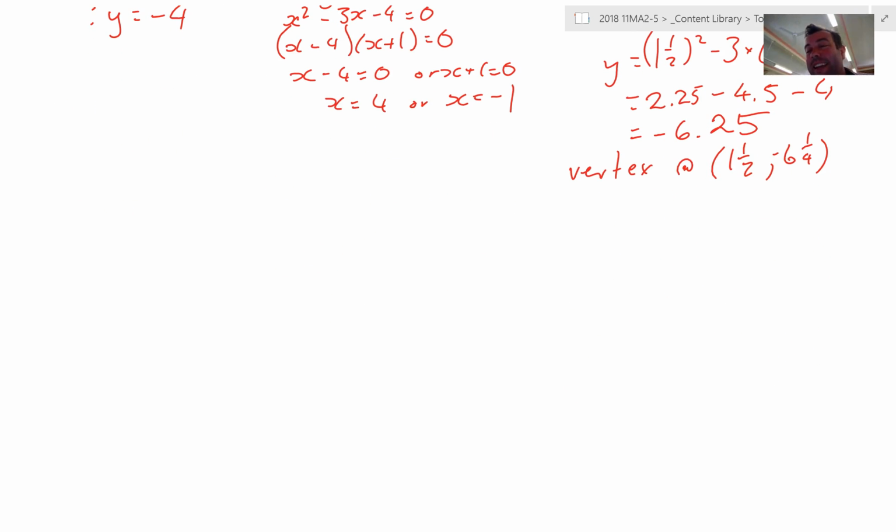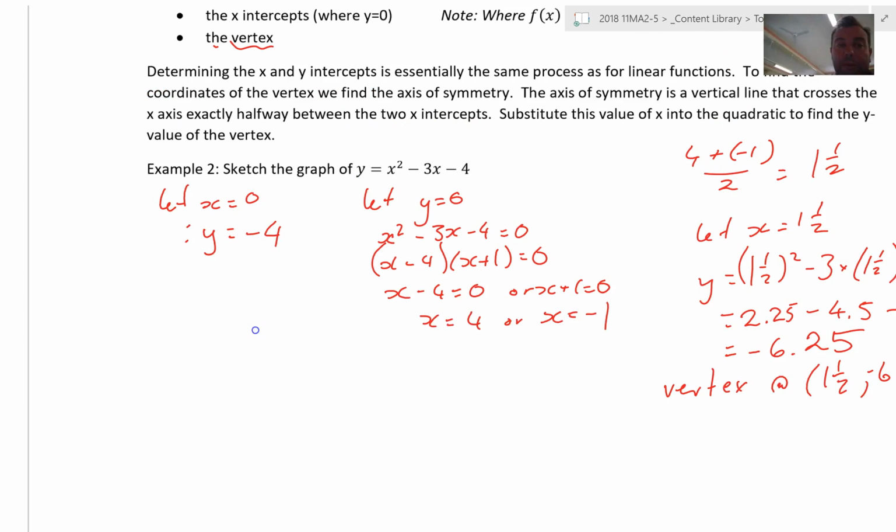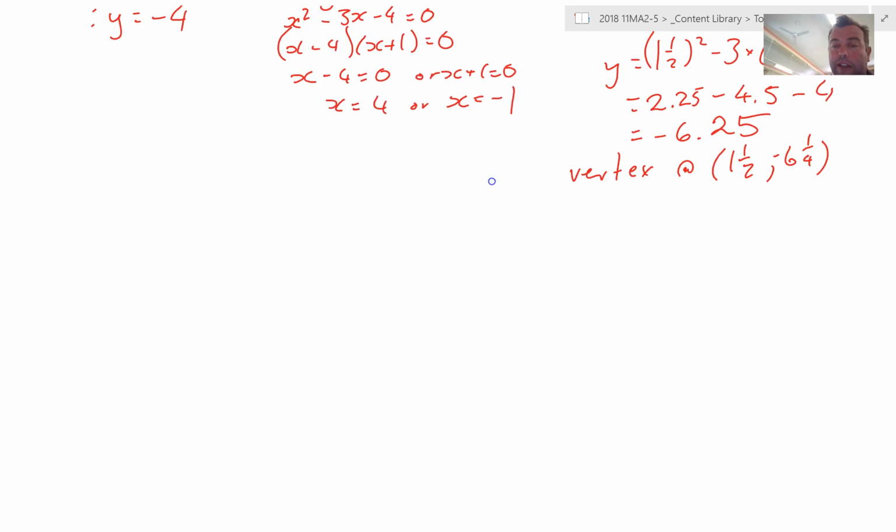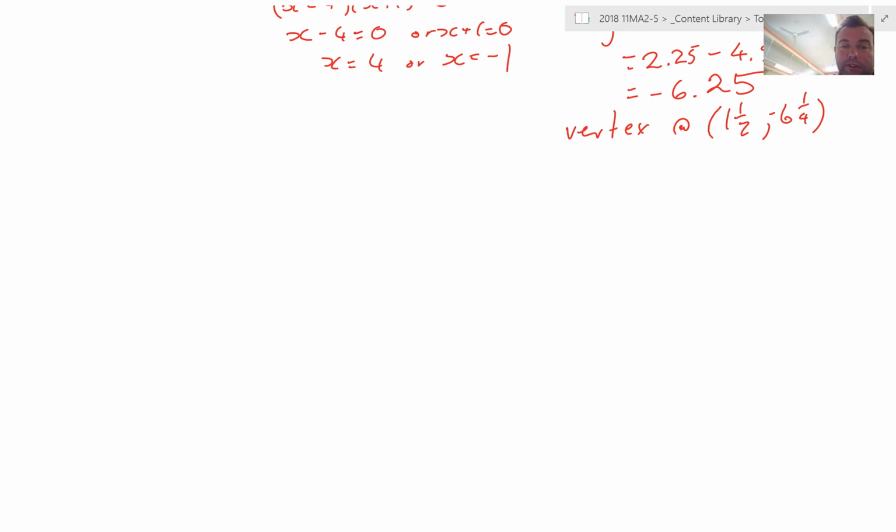Bit of a tip. It's easier to draw your parabola first. Now, because it is a positive x squared, not negative x squared, remember we talked about this, positive and negative, smiley face. Easier to draw your parabola first.